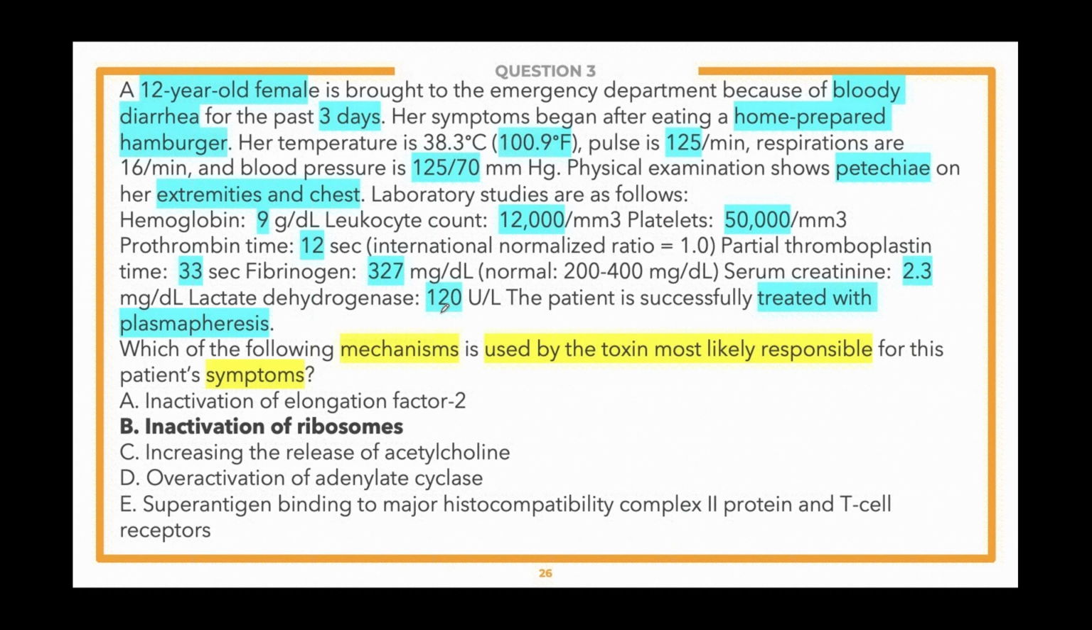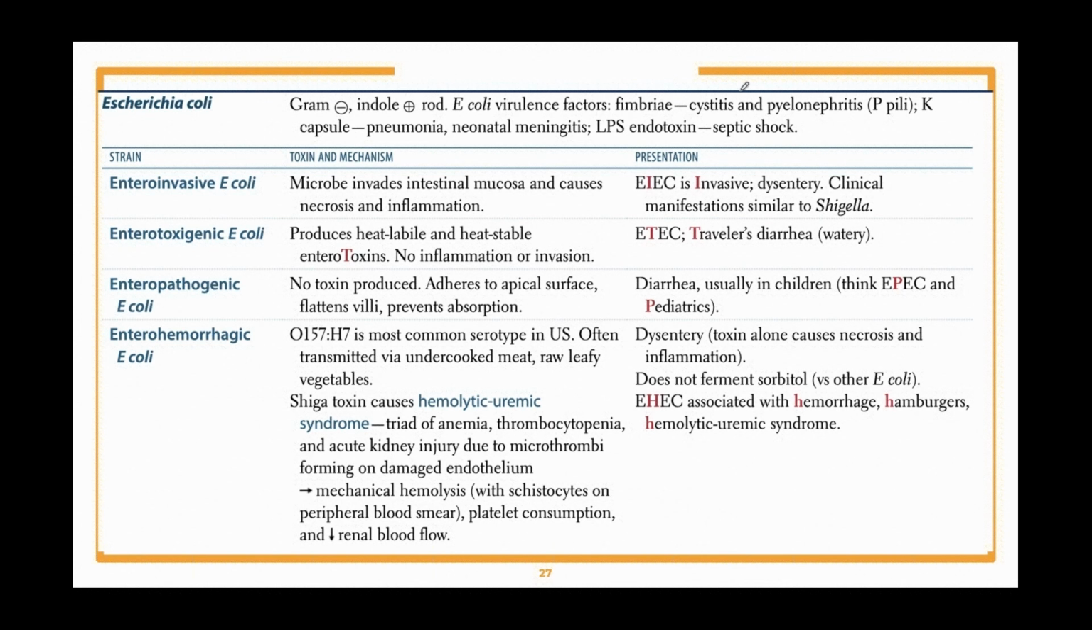This is something that can be seen in the setting of E. coli, one specific subtype, okay? If we take a look at the next slide, we can see here the very last, EHEC, or enterohemorrhagic E. coli, O157:H7, the most common serotype in the US, transmitted via undercooked meat. Now, the toxin can cause hemolytic uremic syndrome. So you can get anemia, thrombocytopenia, and acute kidney injury, okay?